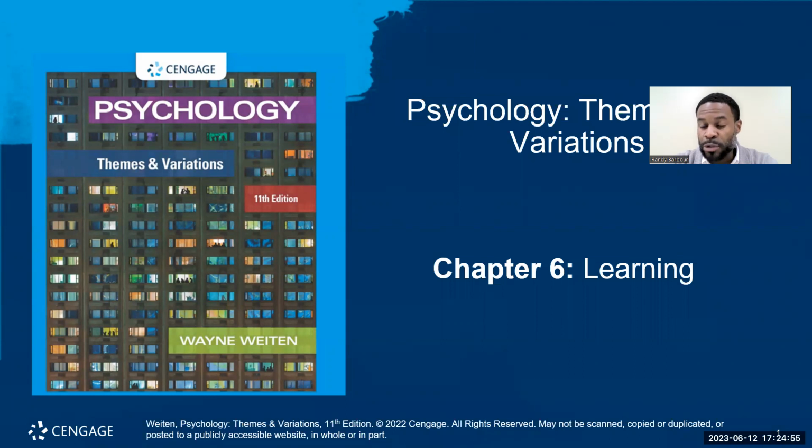This is a lecture recording for Chapter 6. We're going to talk about learning, the different forms of learning. So we'll talk about, and this will probably be broken into two parts, classical conditioning and operant conditioning in the first part. And then we'll also talk about several other forms of learning, observational learning, vicarious learning.